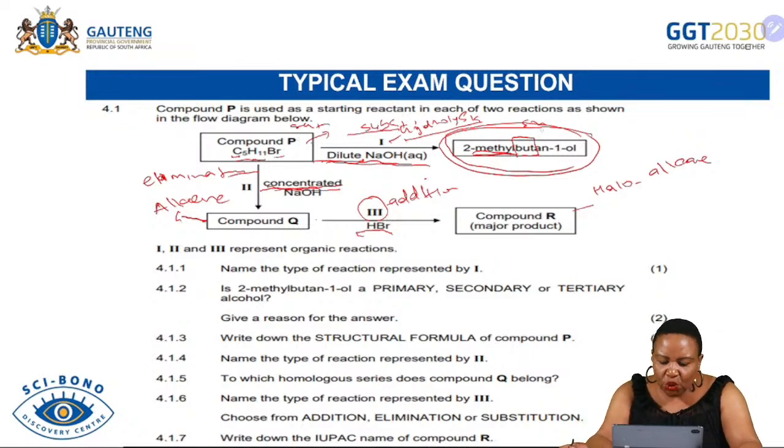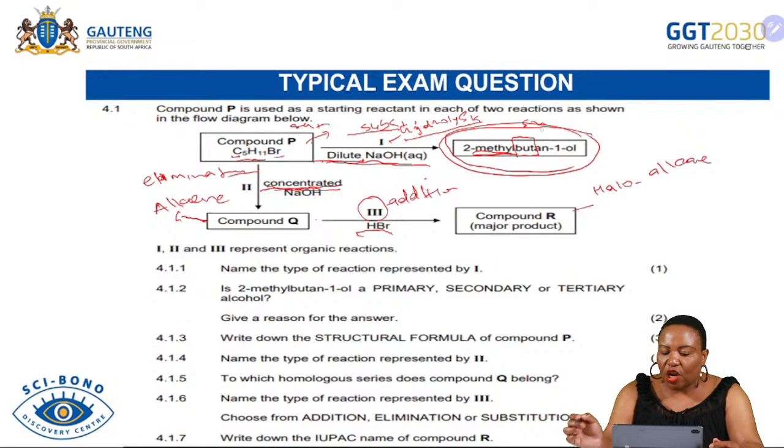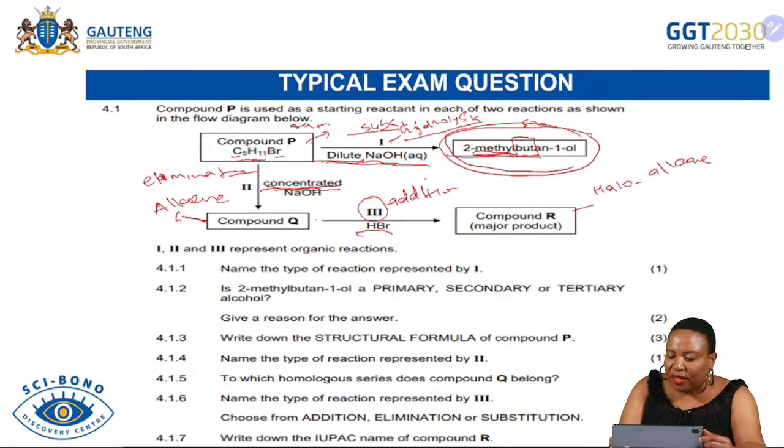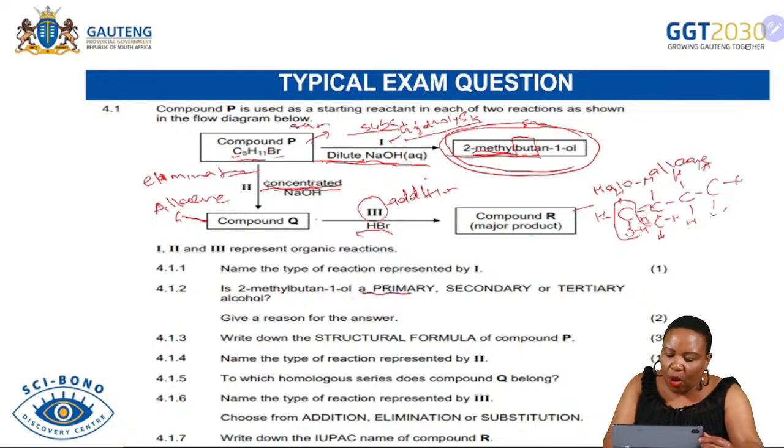And then, is 2-methyl-butan-1-ol a primary, secondary, or tertiary alcohol? From the information that we know about primary and secondary, you need to draw the structure of 2-methyl-butan-1-ol. So if it is 1, 2, 3, 4, it means in carbon number 1 we have an OH, and in carbon number 2 we have a methyl. You can identify it by drawing the structure. If you draw it, you'll see the C-OH is bonded to 1 carbon, so this is going to be our primary alcohol.